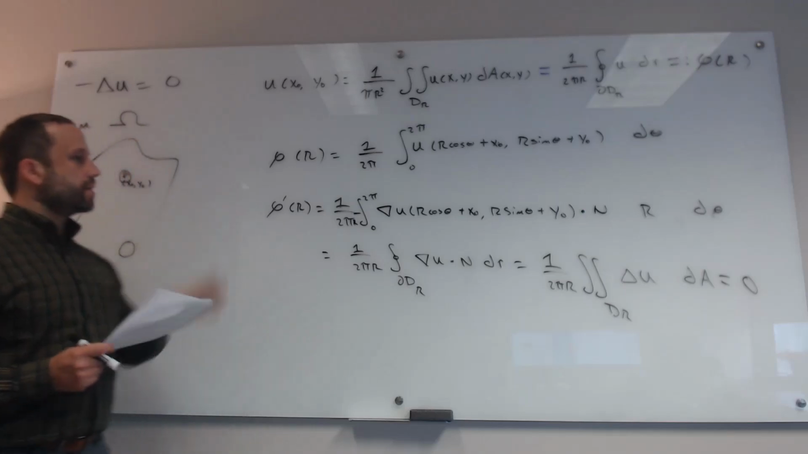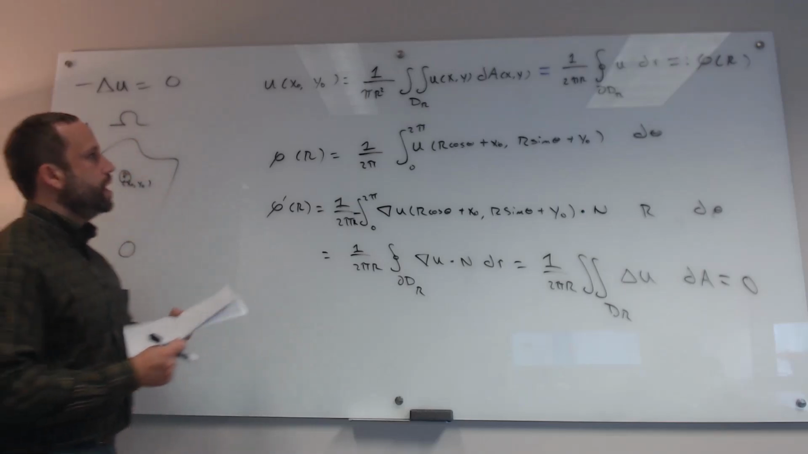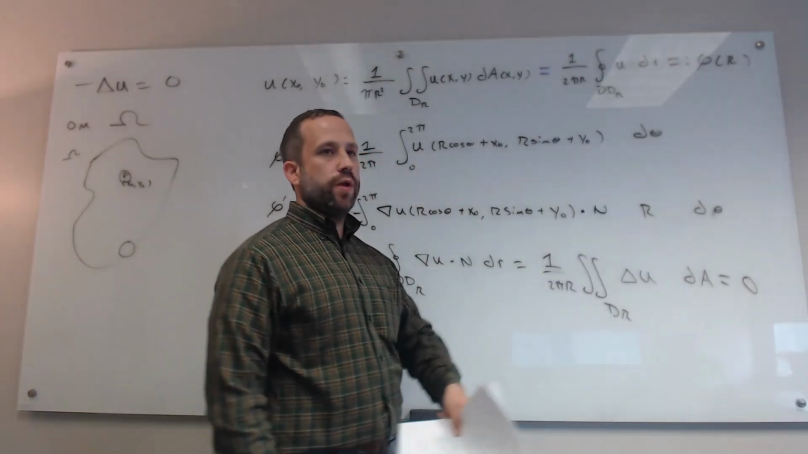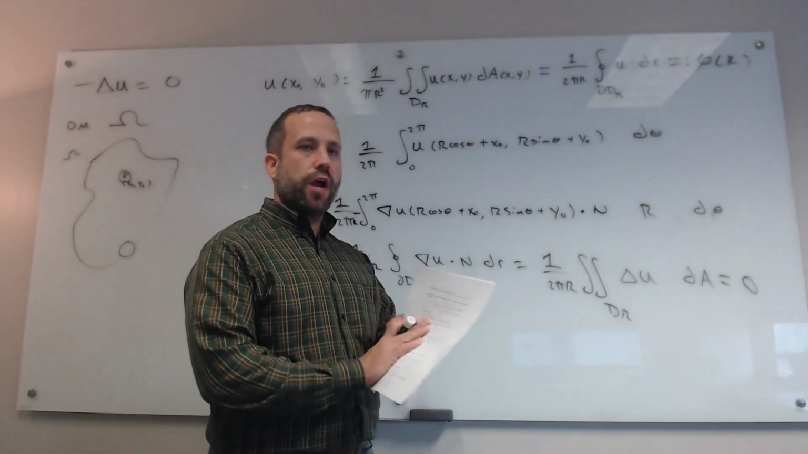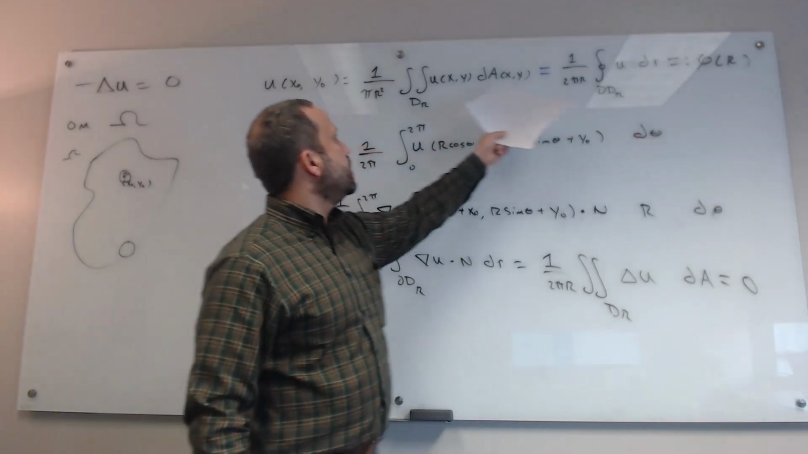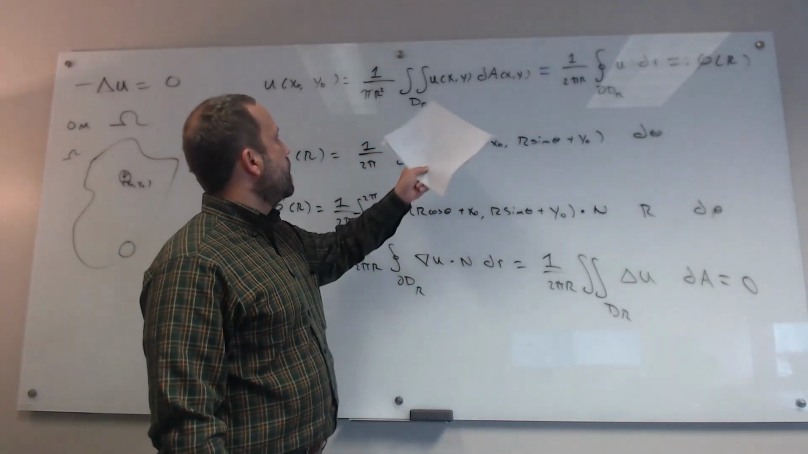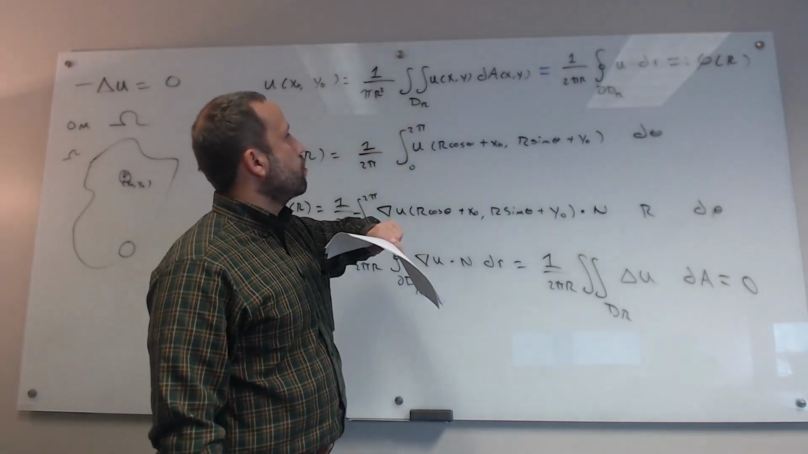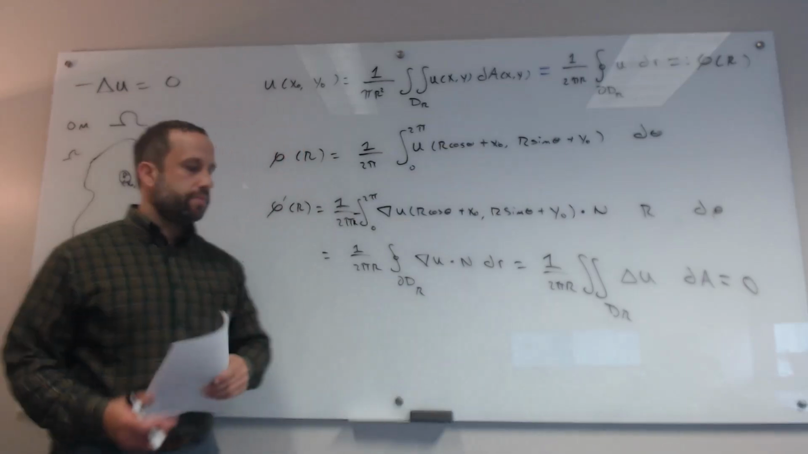This shows the mean value property, and I'm going to leave it up to you to either read in the notes or, even better yet, try to prove it yourself why this is equal to that. I would start to compute this maybe in polar coordinates, and then the phi of r is going to show up there. Okay, thank you.